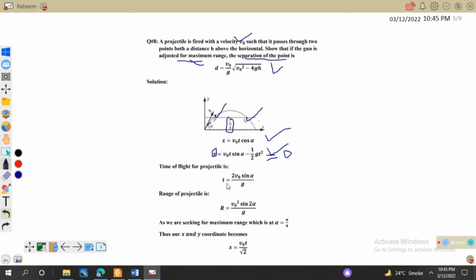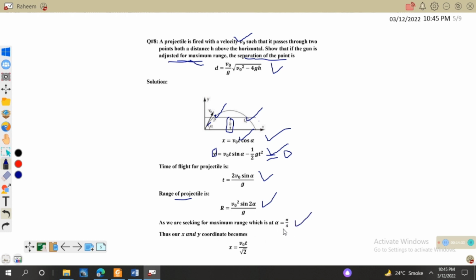This time of the projectile is 2 v naught sin alpha over g, and if we put this time into the x expression, it will give us the range of the projectile, which is equal to v naught square sin 2 alpha over g. As we are seeking the maximum range, we have to set our projectile for maximum range. The maximum range occurs for angle pi over 4.